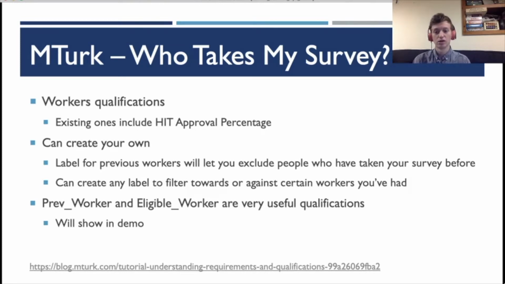You can also come up with a tag that says eligible worker. So if you only want people who have taken round 1 of your experiment to take round 2, right, then you can tag everyone that's taken round 1 with a qualification called eligible worker, and then say only people that have the qualification eligible worker can move on and take round 2.